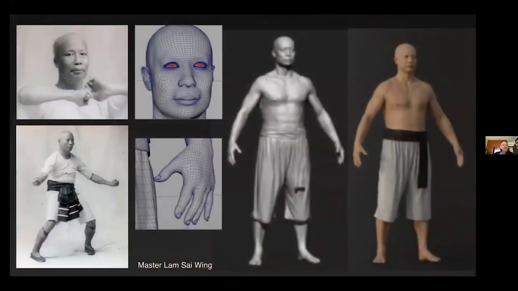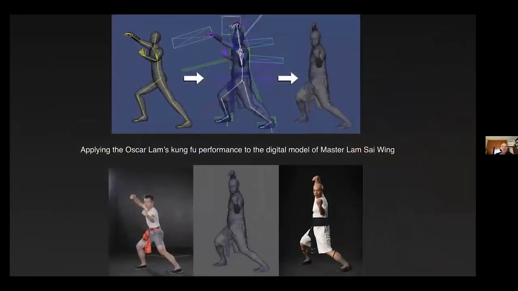Master Lam Sai Wing was a great martial artist of the early 20th century in Hong Kong. He left many photos of himself with which we could build a new 3D model of this person. Then we motion captured his great grandson, Oscar Lam, performing one of Lam Sai Wing's kung fu sets, and we applied that motion capture data to the virtual model.